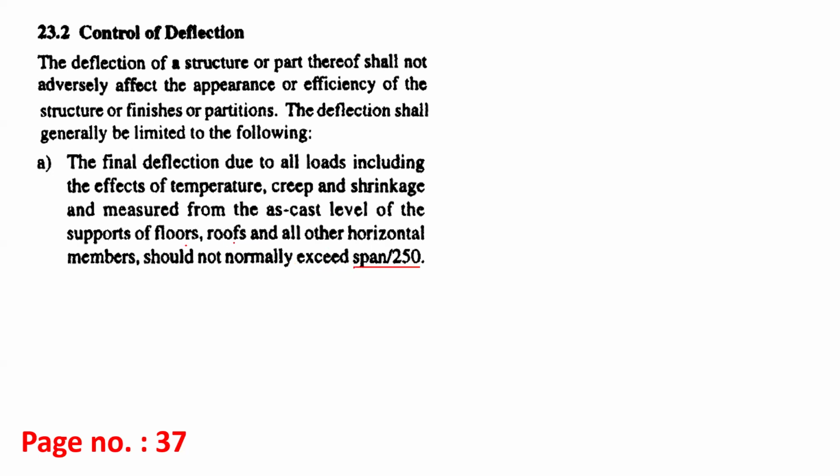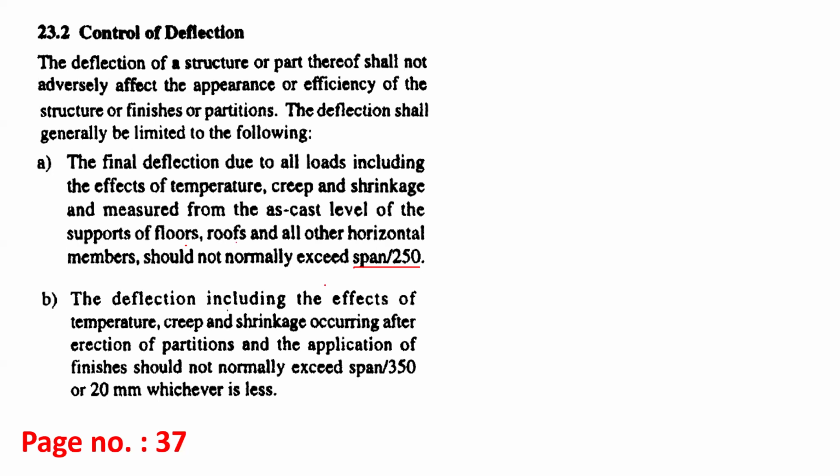Means all floors, roofs, and all other horizontal members should not normally exceed span by 250. And then if we have erection of partitions and application of finishes, it should not exceed span by 350. So here we have for partitions and finishes span by 350, and for roofs and other horizontal members we have span by 250. So here span by 350 and span by 250.